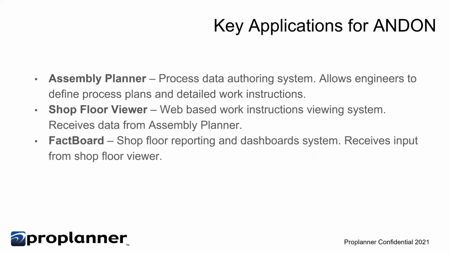So the 3 applications that you need from Proplanner to do this. One is obviously the assembly planner, which is your process authoring system, since we are having the work instructions generate this. Now that's not a must. We can have it so that you can just do the ANDON alone, but I think the value comes when you start using it with your work instructions. So you need your assembly planner system to generate the work instruction. You need a shop floor viewer to view the work instructions, and you need the Factboard to create the alerts, right? So 3 different pieces of solutions that you need on the shop floor for the ANDON system to work.